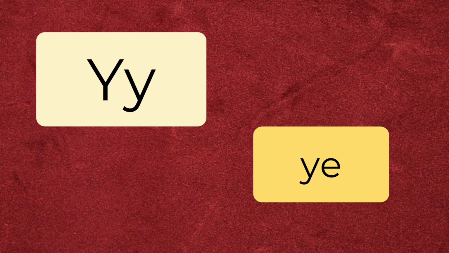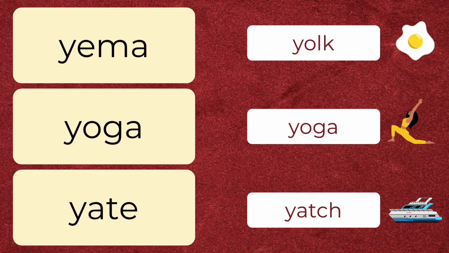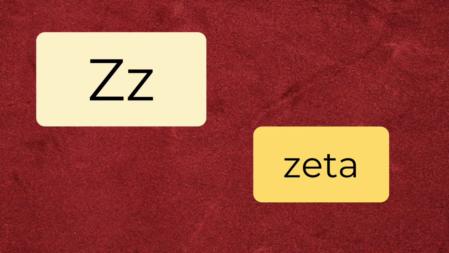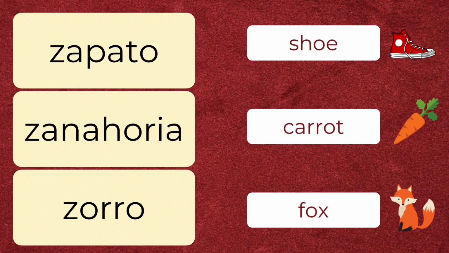Letter Y in Spanish is called Y, and it sounds like a double L. For example, yema, yoga, yate. And the last letter in the alphabet is Z, and it sounds like S.